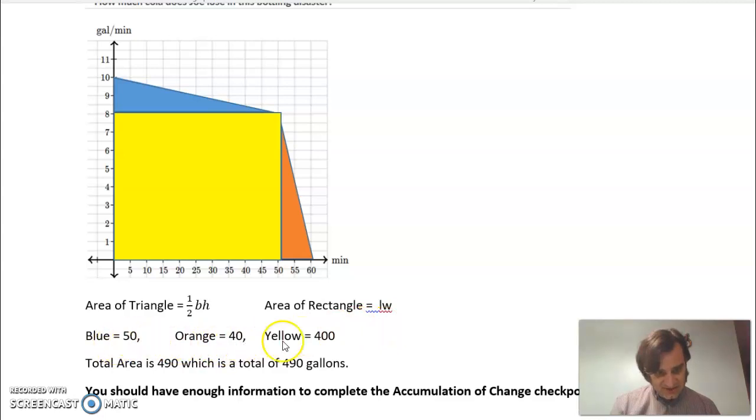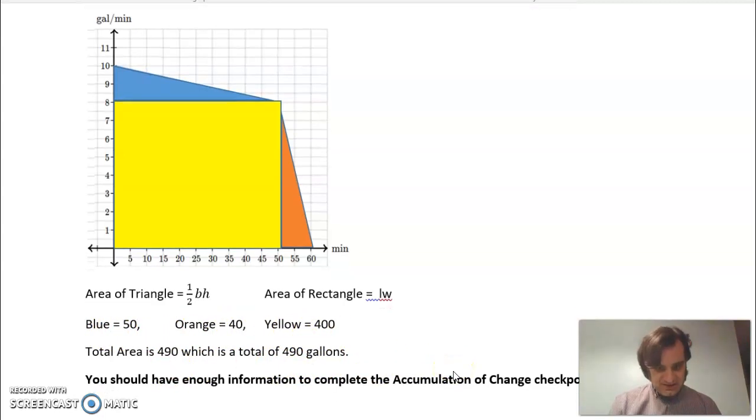I've got the 3 areas of the 3 figures, and I would total them all up to get 50 plus 40 plus 400 is 490 gallons. So this should allow us to figure out the total area under this figure. Now this is very nice because these were straight lines, so that allows us to break it into nice geometric figures like triangles, squares, rectangles, possibly trapezoids, or something that we are familiar with. Everything comes together very nice here.